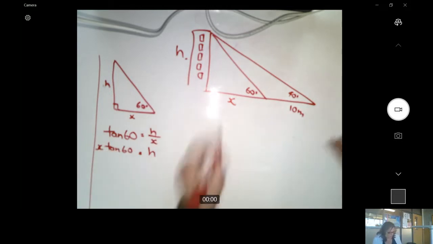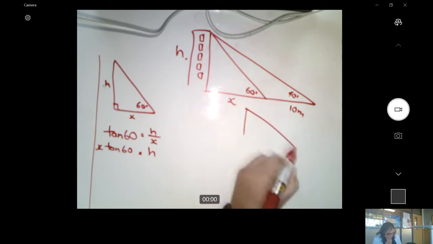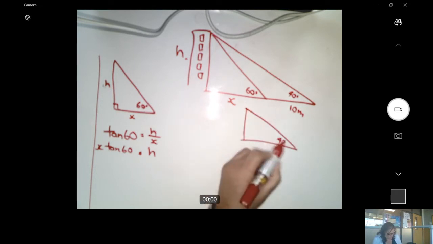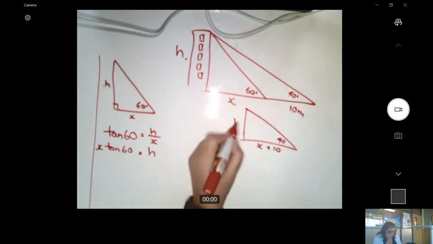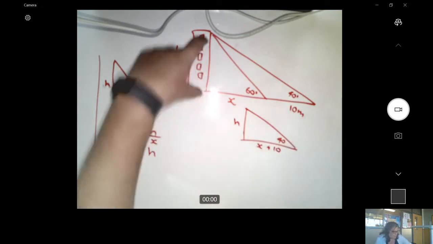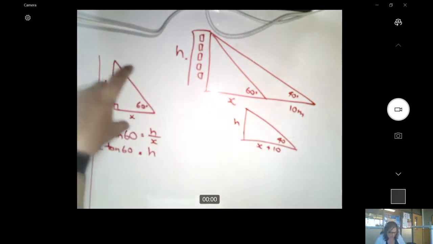Okay, let's now look at the other triangle. This one's a little bit more difficult. We've got 40 degrees here. Our bottom is x plus 10. Okay, it's this plus 10, and our height is the same. Now that's really important. It is a common height.